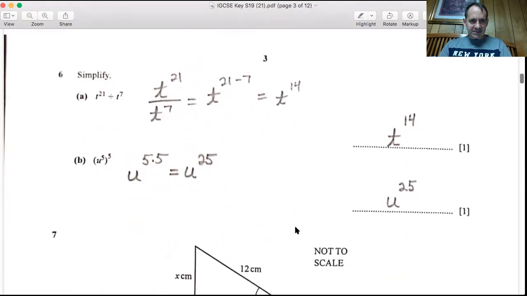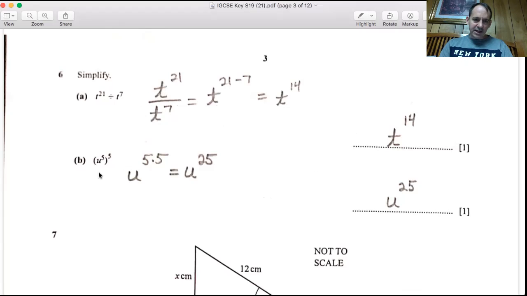Moving on to number 6, it says simplify t to the 21 divided by t to the 7. This is just basic exponential rules. When you divide, so here I put it into a division bar instead of using the divide sign, t to the 21 over t to the 7. And when you divide like bases, you subtract the exponents. So remember, division is a fast way of subtraction. So 21 minus 7 gives you t to the 14.